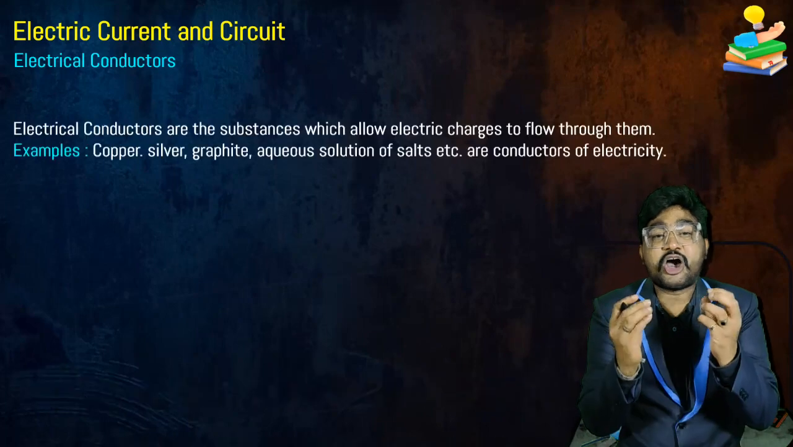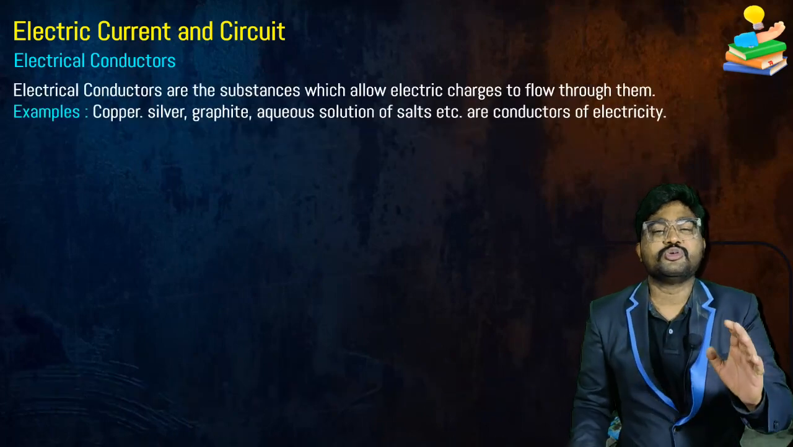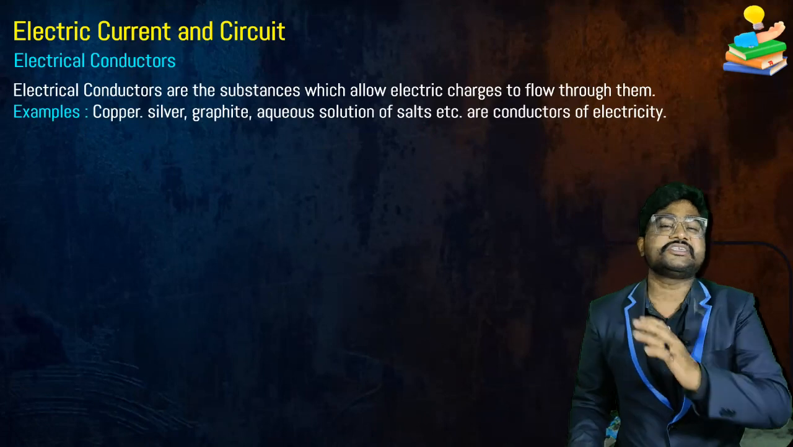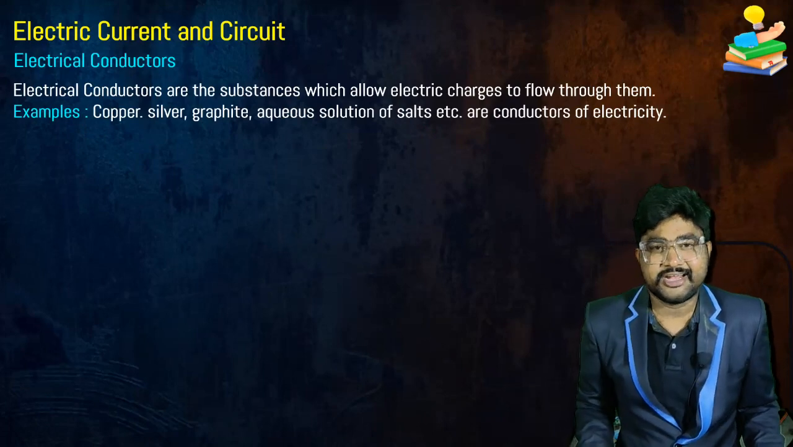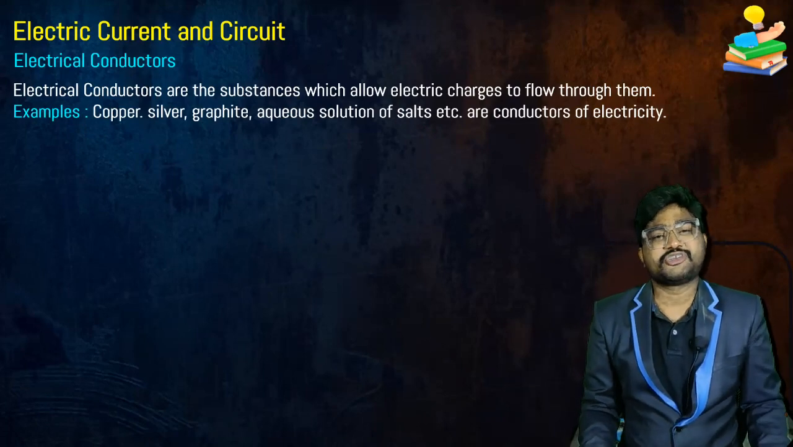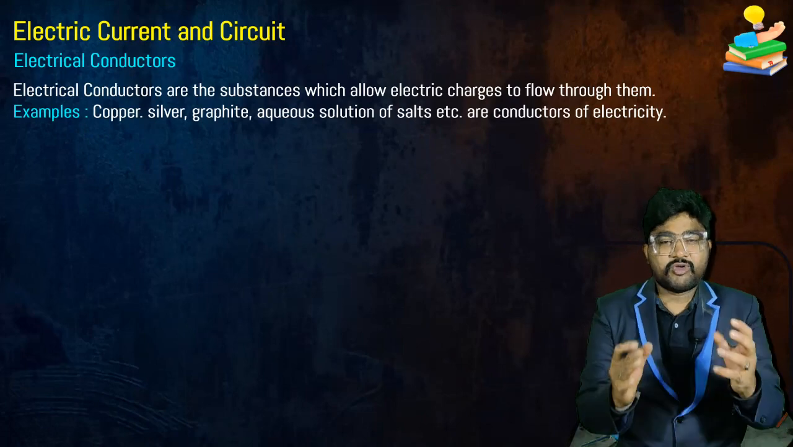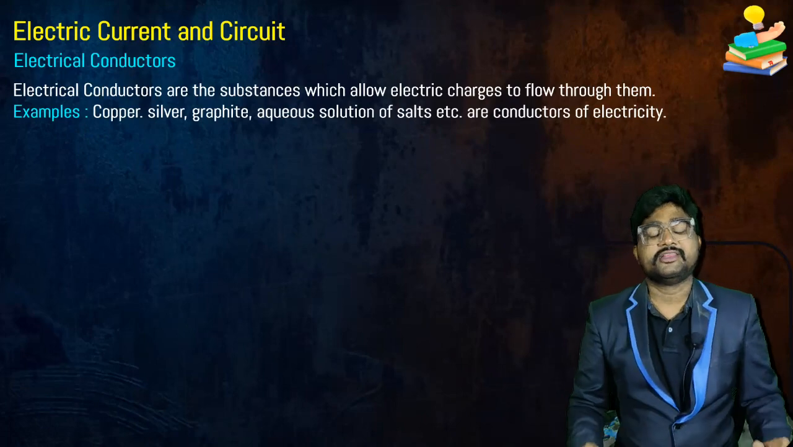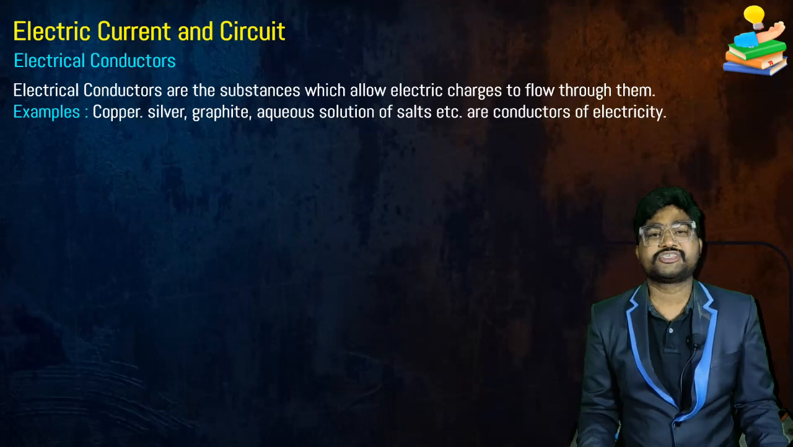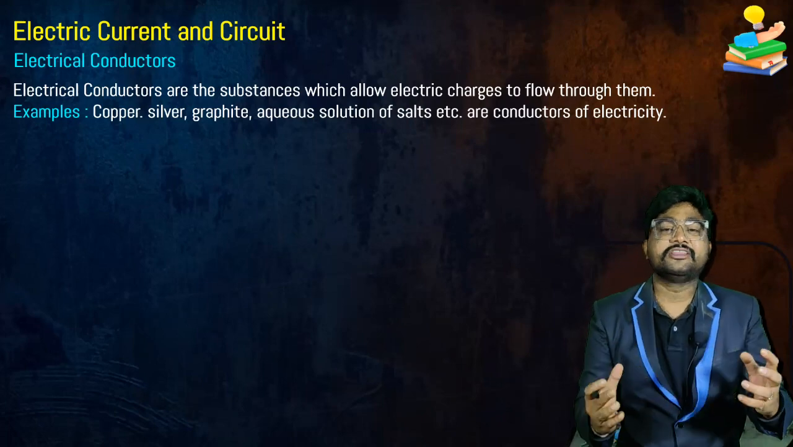Some materials can't allow the charges to flow. Some materials can allow the charges to flow. Any substance which allows the charges to flow is called an electric conductor. That is the definition of electric conductors. When charges are flowing, then current will flow. Understood? So with current, you can light the bulb.